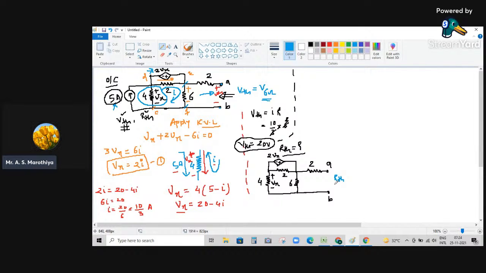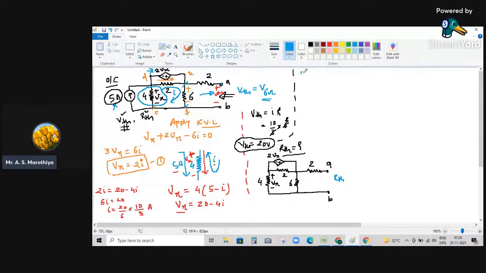But if we have a combination of dependent as well as independent active elements in the network, then it is very difficult to find the value of RTH, because once we apply the deactivation rule, it is applicable only for independent sources. If we have a dependent kind of active element, how do we replace it by its equivalent internal resistance? It is very difficult because we don't know the internal resistance of this 2Vx. Then, to find the value of RTH, we need to apply the concept of Ohm's law.